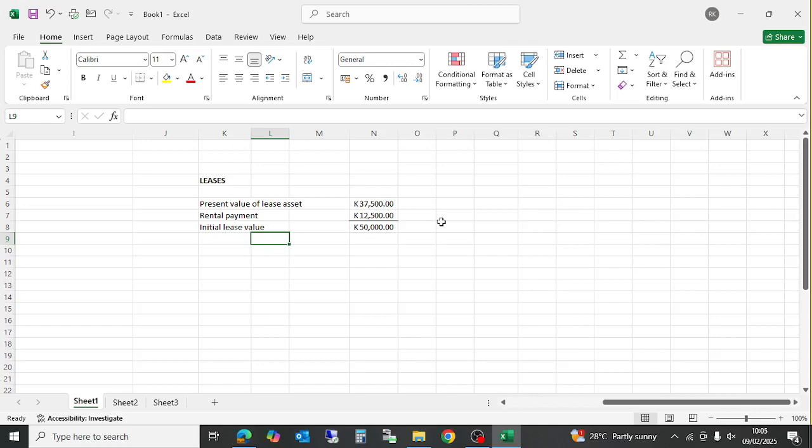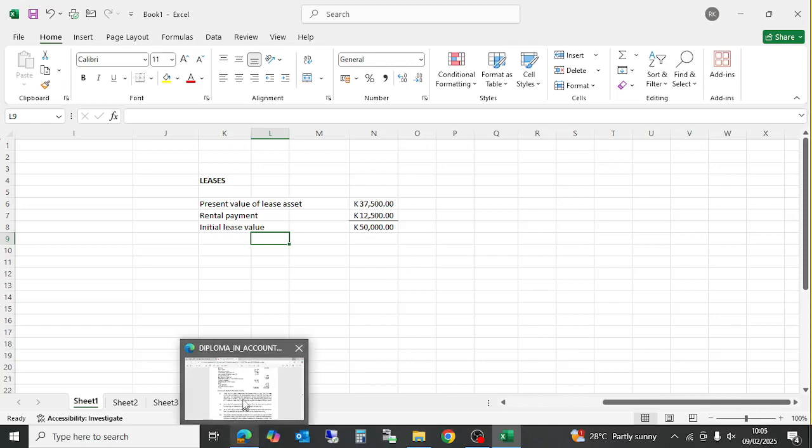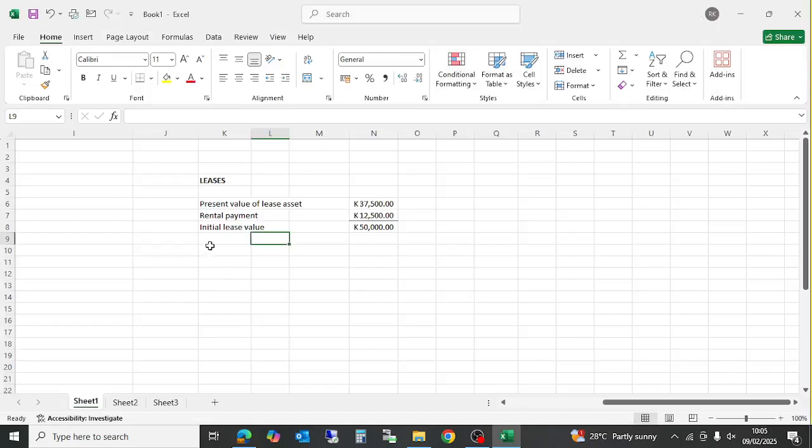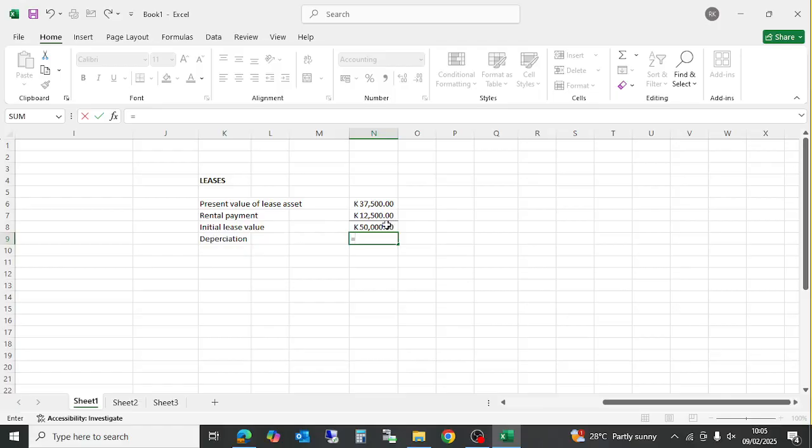Obviously, if we are to calculate depreciation, if we check in our question, they are telling us that the lease rental is the initial payment for a 4-year lease term. So if we were to calculate depreciation, our depreciation will be the 50,000 value divided by 4 years, which is 12,500.